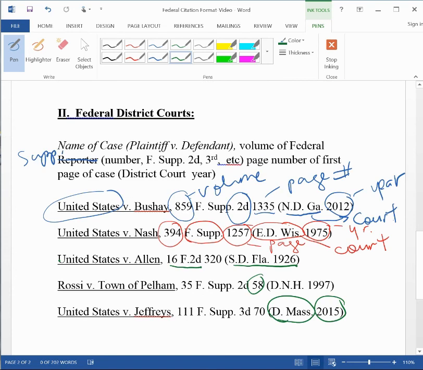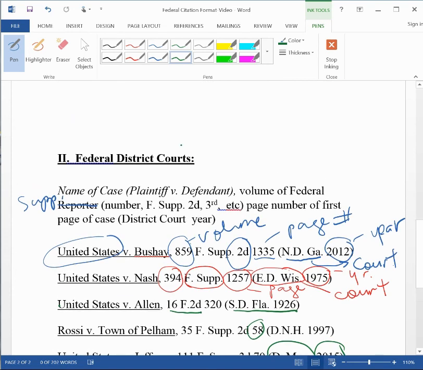So again, you have your convention, which is the name of the case, volume of the Federal Supplement, which is the reporter for the federal court that it's reported in, the page number of the first page of the case, and then the district court and year.